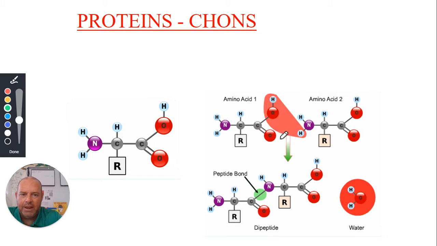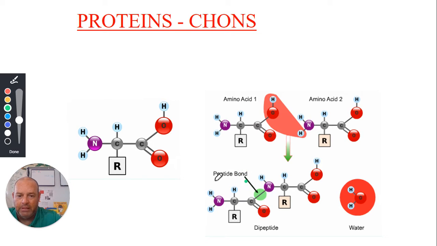And then guess how they go together. Look at this red area right here. You have an H from this one and an OH from this one. So how do you think they're going to join? Same thing as everything else, right? Dehydration synthesis. You make the extra water molecule, and you're able to put the two amino acids together. Okay, and then proteins have a special bond type called a peptide.